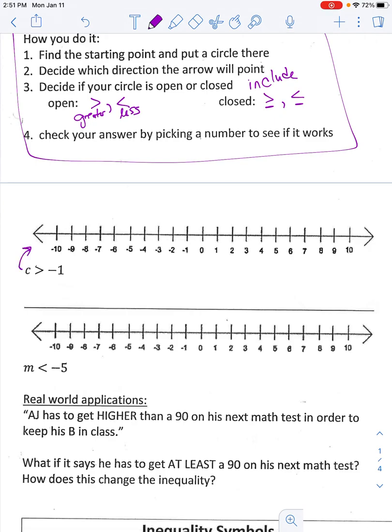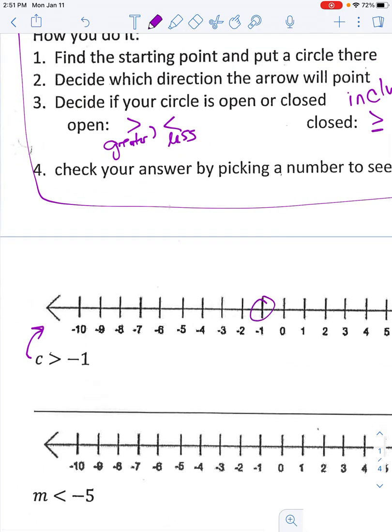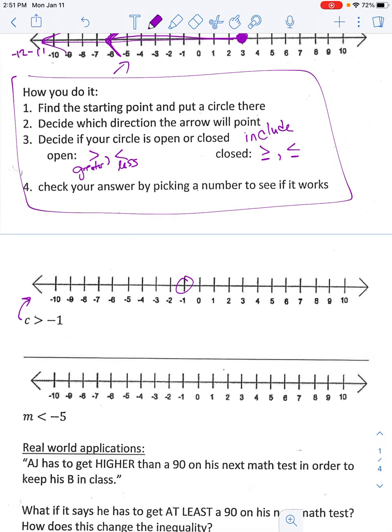Let's look at the next one. We're going to graph up here, c is greater than negative 1. Okay, so step 1, find the starting point and put a circle there. Find negative 1 on the number line. It's all of the numbers greater than negative 1. It's pointing to the right, so my line with an arrow should point to the right as well. Decide if it's open or closed. So c has to be greater than negative 1. It cannot be negative 1. It's all the numbers greater than negative 1. So we're going to leave it open.